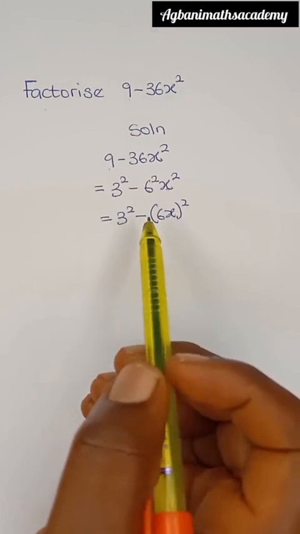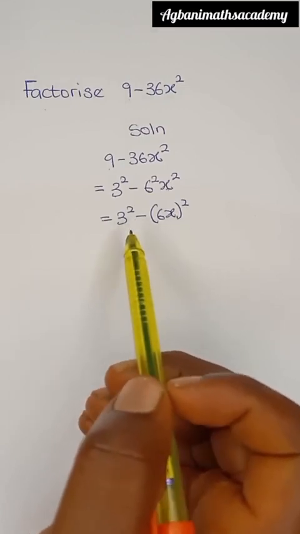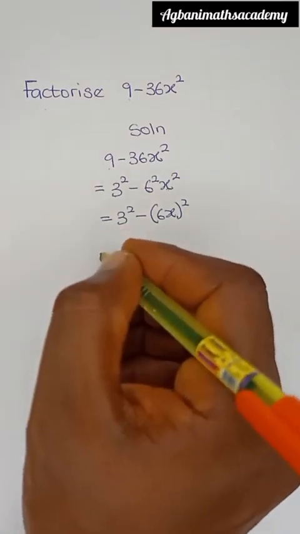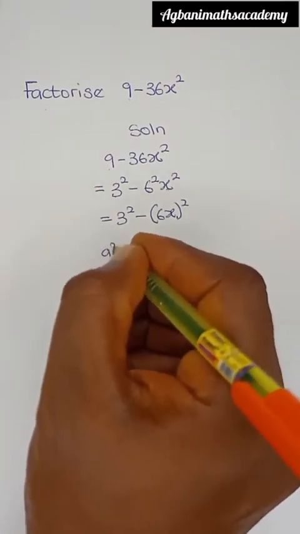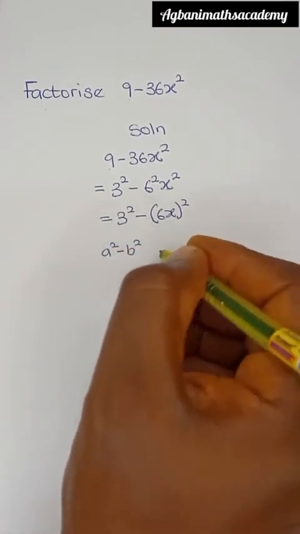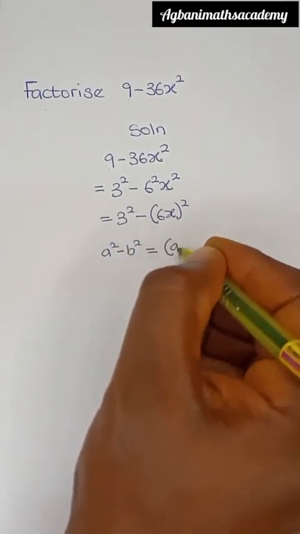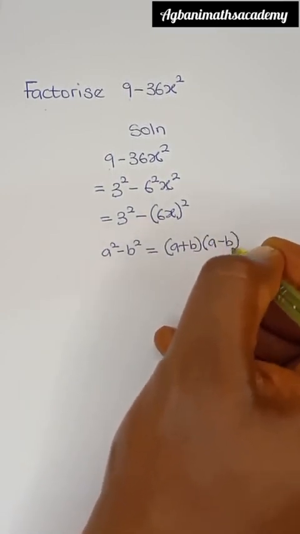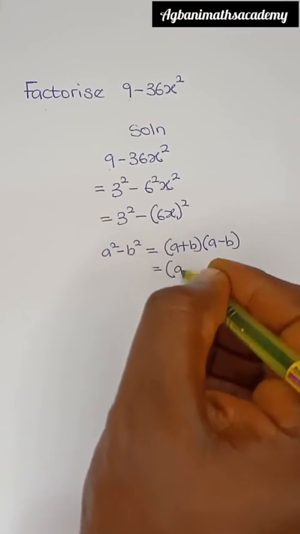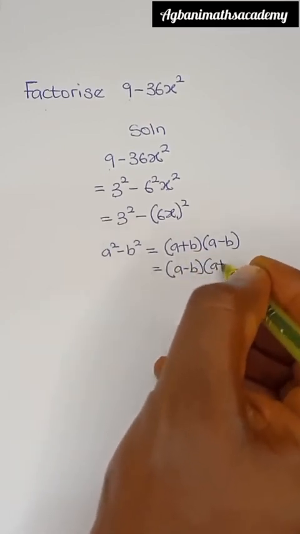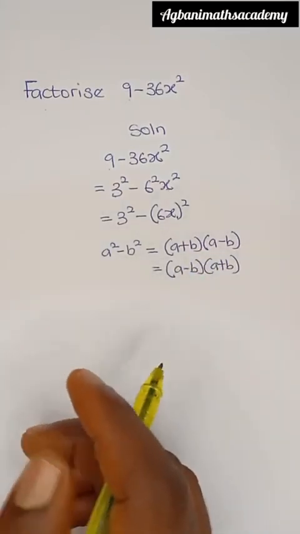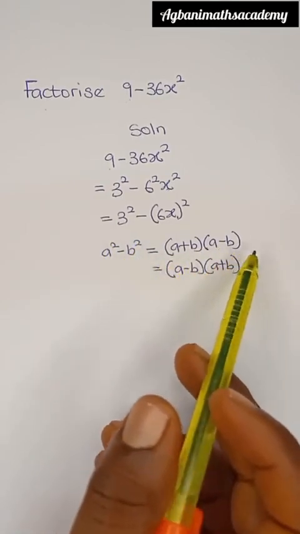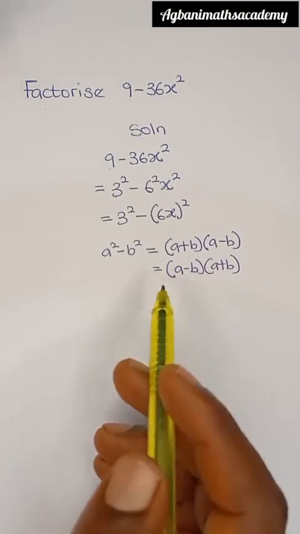Okay, so now let's look at the next step. We can now apply difference of two squares. So difference of two squares states that if you have two numbers in the form a square minus b square, so this is the same as a plus b into a minus b. You can also write it as a minus b into a plus b. The same thing, okay? So a square minus b square is the same thing as a plus b into a minus b, or a minus b into a plus b.